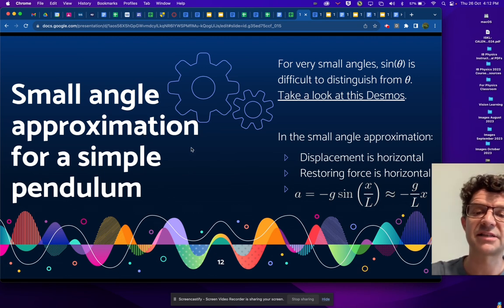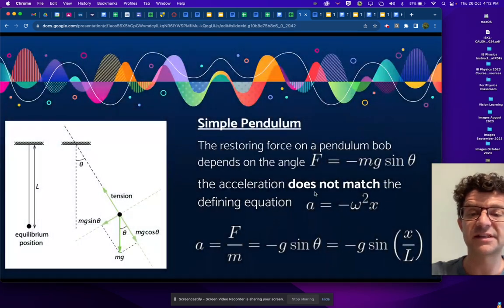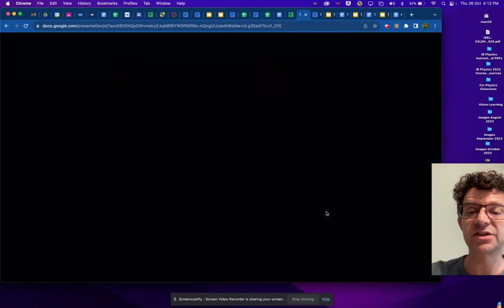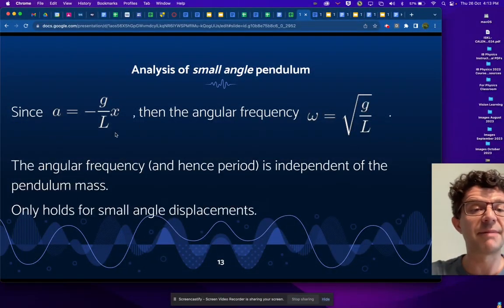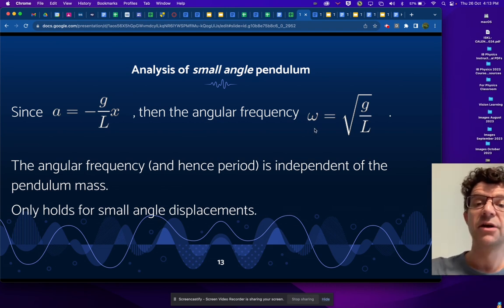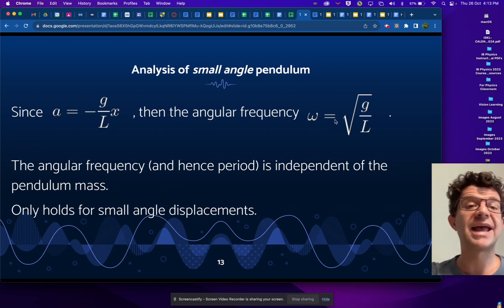So this small angle approximation for a simple pendulum does give us something that matches the form a equals minus omega squared x. Doing the same thing that we did with the mass and spring, this g over L is equal to omega squared. So the angular frequency will be equal to the square root of g over L for a small angle displacement with a pendulum. What's maybe interesting here is that the mass of the pendulum isn't actually important, because the restoring force is proportional to that mass, and it only depends on the acceleration due to gravity and the length of the pendulum. The angular frequency is proportional to the square root of g, and inversely proportional to the square root of L.